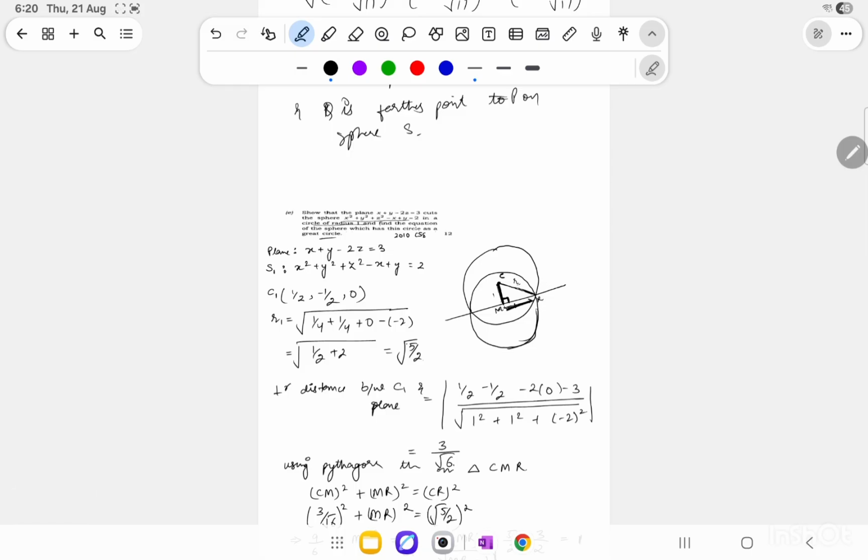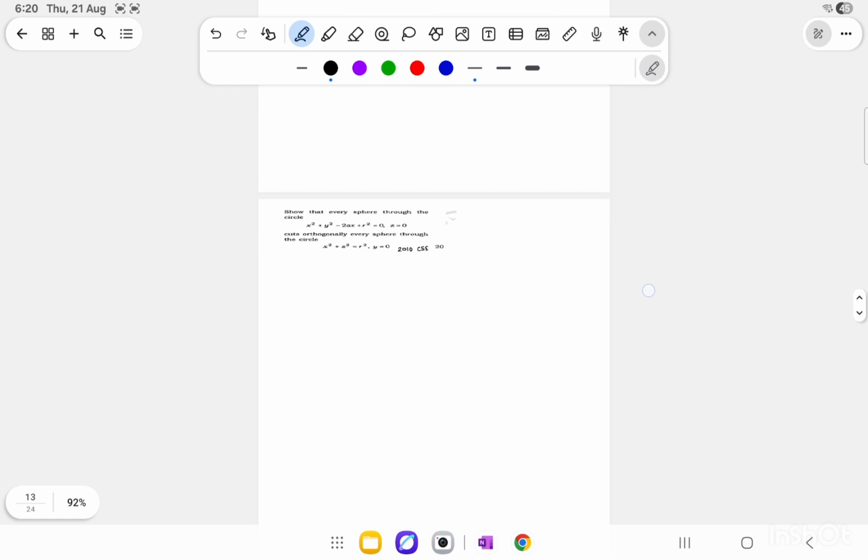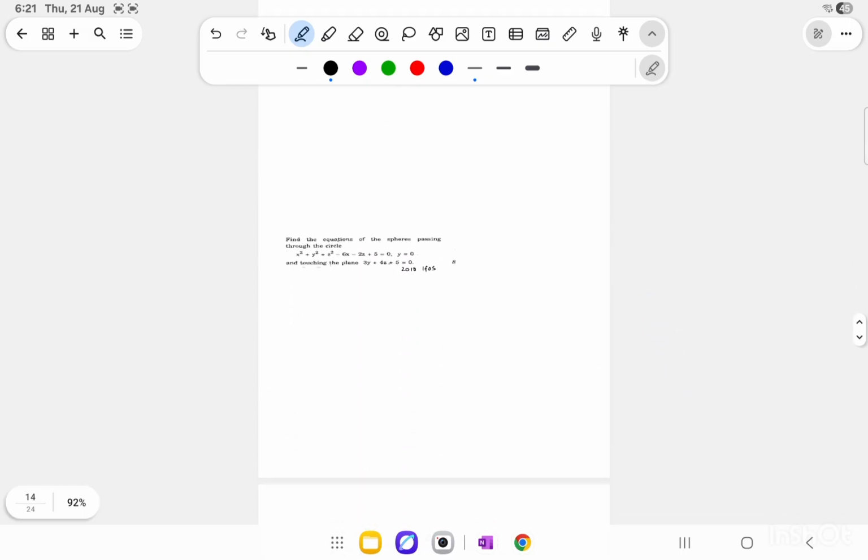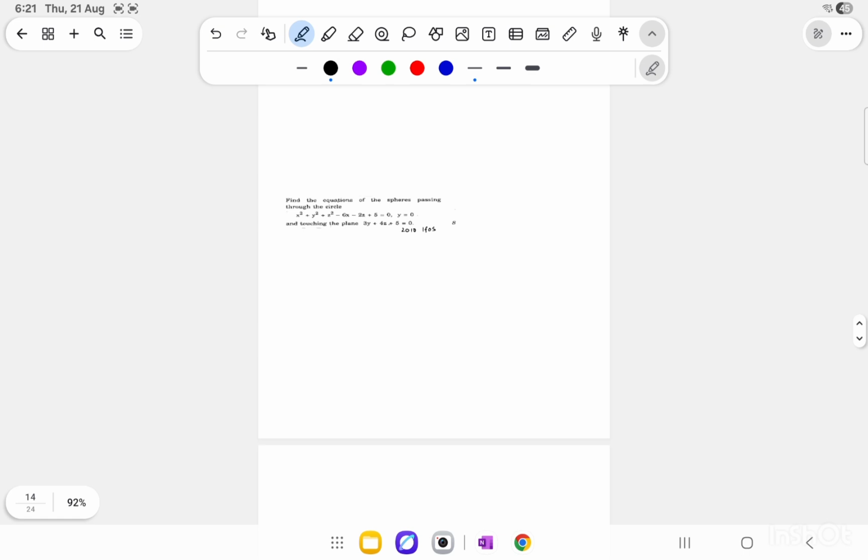So this is basically my equation of the sphere for which the intersection of the given plane and sphere is acting as a great circle. The next question is, show that every sphere through this circle cuts orthogonally every sphere through this circle. This is the exact same question we have discussed earlier as well. I think this is the first question we discussed today. So let's move on to the next question: find the equation of the sphere passing through the circle this and touching this.